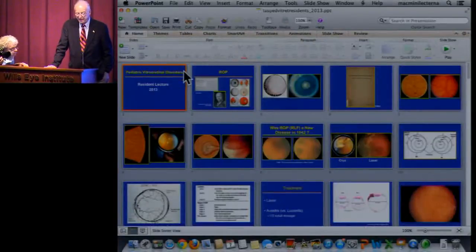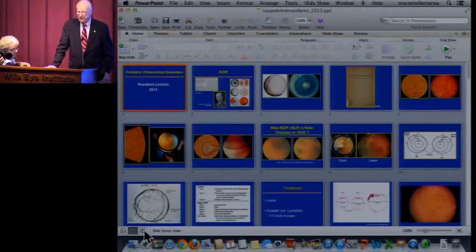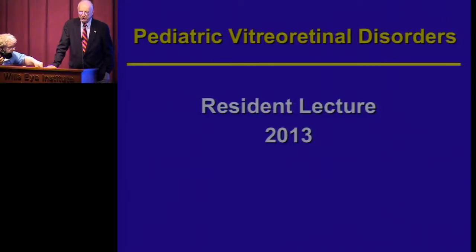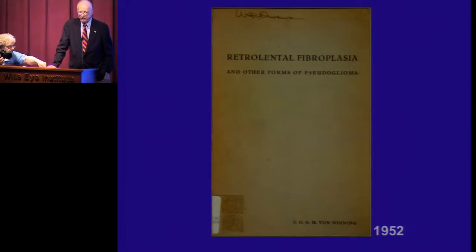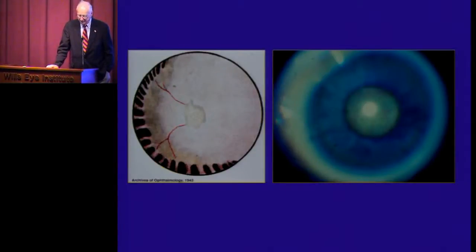We know today oxygen's a factor, but the big thing is birth weight and I would say gestational age. You got it working. Is it working? This one? Good, thanks. What I've done here is just show you on the left the painting from the original article by Terry, and on the right a picture of stage 5.